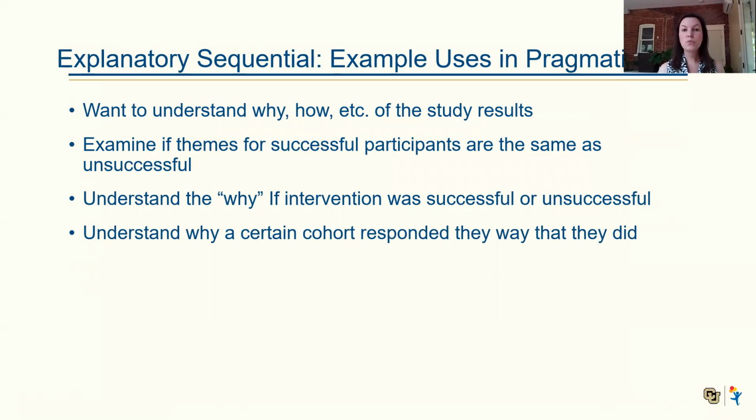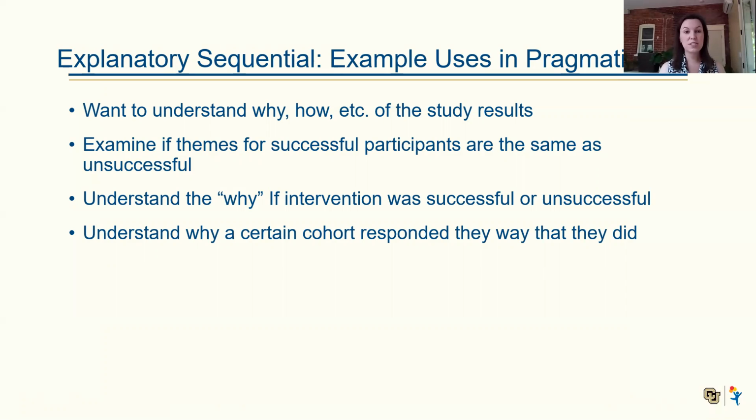All right, so when might you use explanatory in a pragmatic trial? We often do this when we have the results of our quantitative findings from our study, and we really want to understand the why and the how and the who of our results. So some examples of that is, if some participants were more successful than others, why might that have occurred? So you might do some qualitative interviews with the successful and the less successful participants, or even clinics, to really understand what was going on that potentially led to their particular results of your trial.